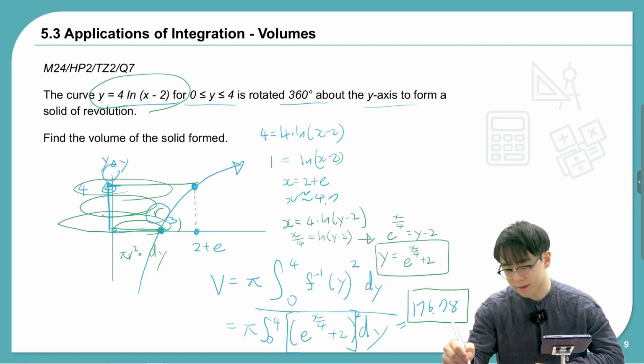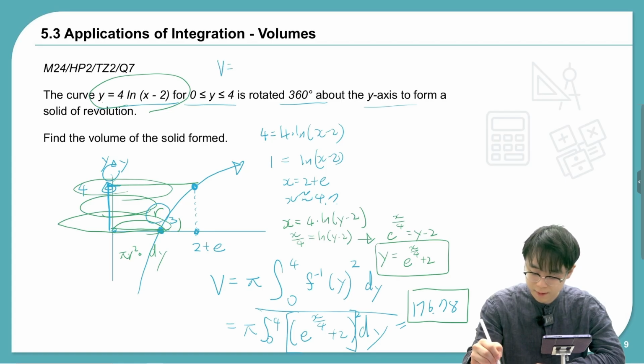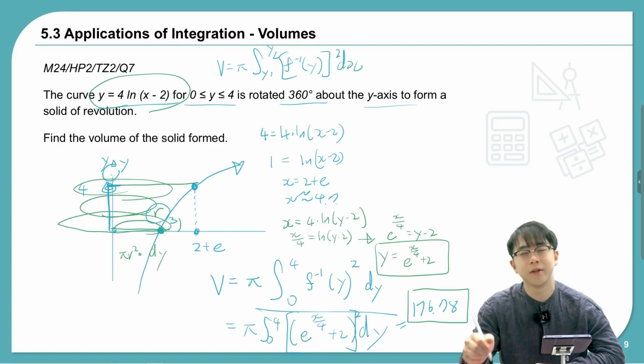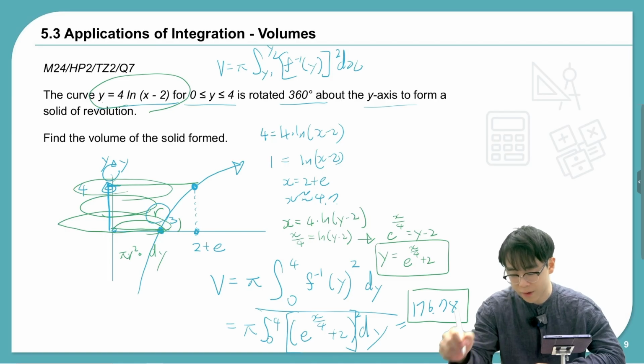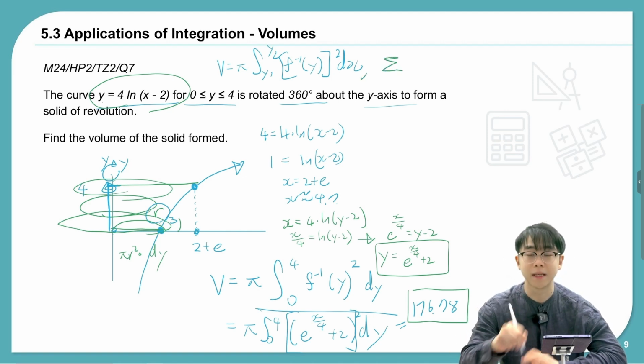And all this is testing you on is knowing how to use a formula. V is pi integrate from y1 to y2 of f inverse of y squared. Okay. So you don't need to know how this formula is derived, but in your textbooks or your lecture notes, you might have seen that this comes from the idea of adding infinitesimally many volumes.